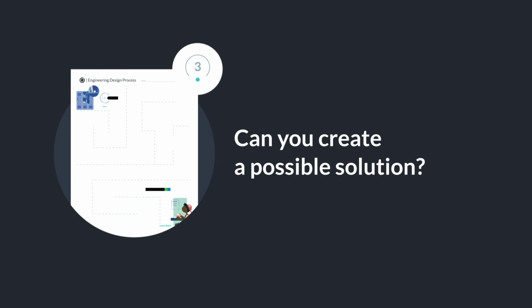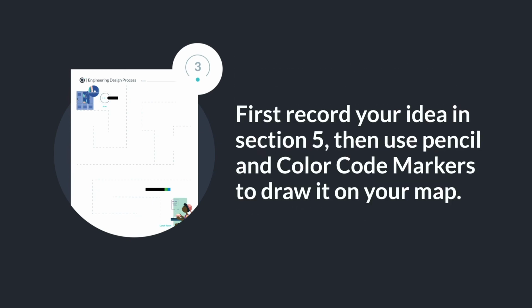Can you create a possible solution? First, record your idea in section 5, then use pencil and color code markers to draw it on your map.